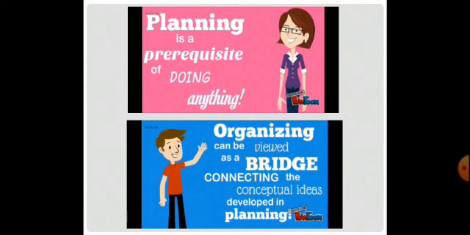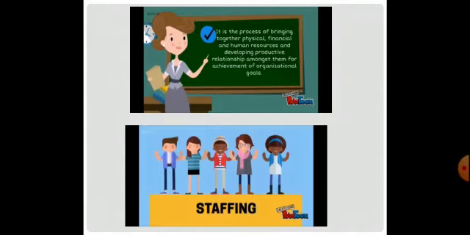So that is why it is said that organizing can be viewed as a bridge connecting the conceptual ideas developed in planning. So what is done in planning? Here in planning, management decides what is to be done, but in the organizing function, the ways and means to achieve those plans are implemented. So that is organizing. So that is what it is written. It is a process of bringing together the physical, financial and human resources and developing productive relationships among them for achievement of the organizational goal.